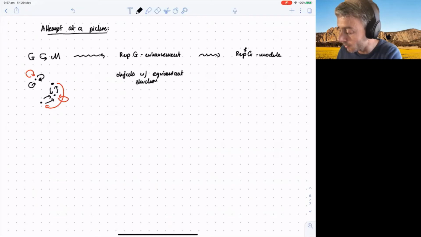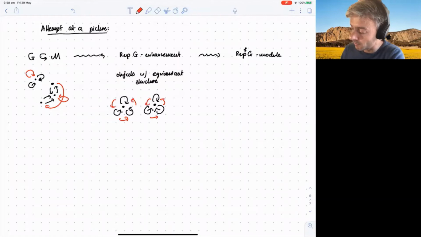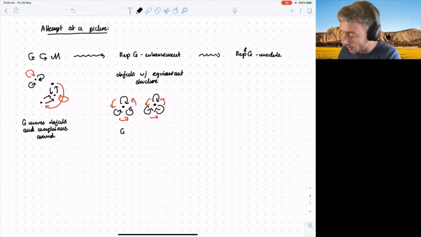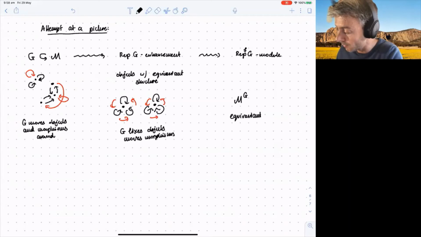One should imagine here that these are canonically fixed by G, and so G just acts on morphisms. So here G moves objects and morphisms around. Here G fixes objects and moves morphisms. And then by taking fixed points, I get M^G, which is only the equivariant objects plus morphisms fixed by G.